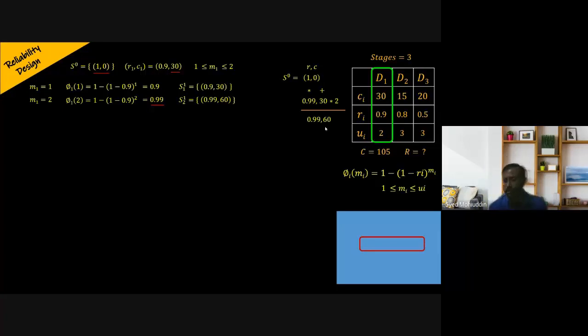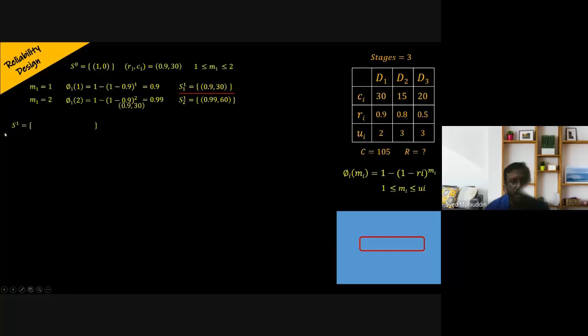Now, are there any more devices we can add of D1? No, U1 is 2, so we can add at the most 2 devices. Now, we are done at this stage. We have to now compute the S1 set. In the S0 set, we started by adding the first stage, adding device D1.